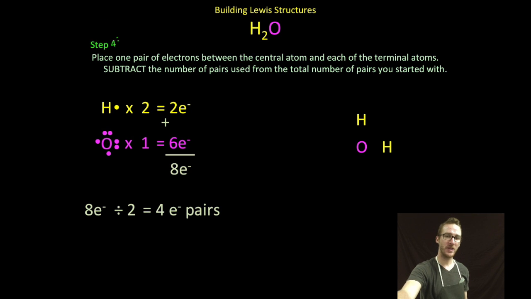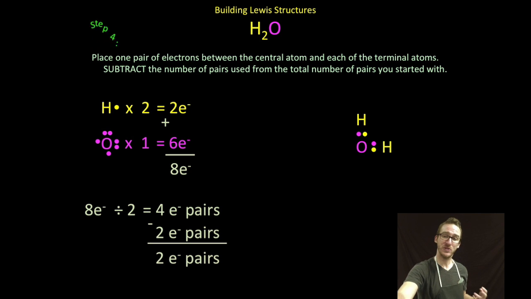Step 4, place a pair of electrons between that central atom and each of the terminal atoms. Again, I'm going to color code here to help you recognize that one of the electrons in that pair is coming from the central atom and the other electron is coming from that terminal hydrogen. This time, I only need to use 2 pairs to connect my central atom to the terminal atoms. I have 2 pairs left over. Oh my goodness, what am I going to do?